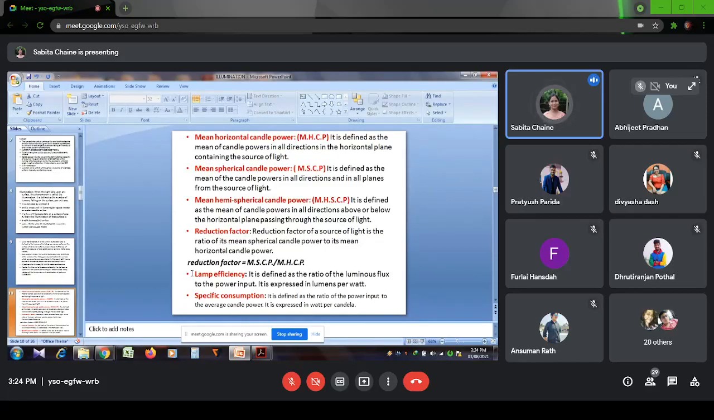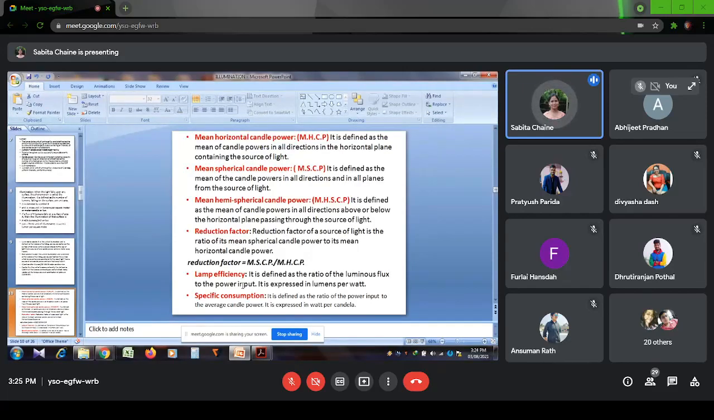So it is defined as the ratio of luminous flux to the power input. That means here you are using the electrical energy to produce the light energy. Clear? Why are you using the efficiency? Where are you calculating the efficiency? You are using the electrical energy to produce the light energy by using the equipment, lamps.